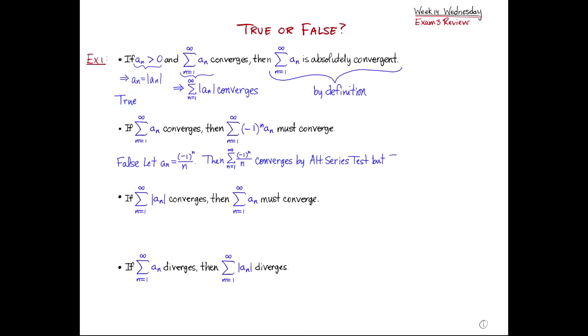but the sum from n equals 1 to infinity of negative 1 to the n times a sub n is equal to the sum from n equals 1 to infinity of negative 1 to the n, and in place of a sub n, we sub in negative 1 to the n over n. The negative 1's cancel out, leaving us with the sum from n equals 1 to infinity of 1 over n, which diverges because it's the harmonic series.